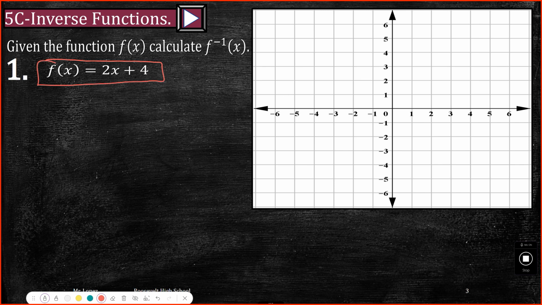If I graph this function, what would it look like on the graph? What is this function? At least one person say it. A line. Thank you. It is a line. So it goes through 4, and then the slope is up 2 over 1, or you can go down 2 over 1. So it's a line that goes through there like that.